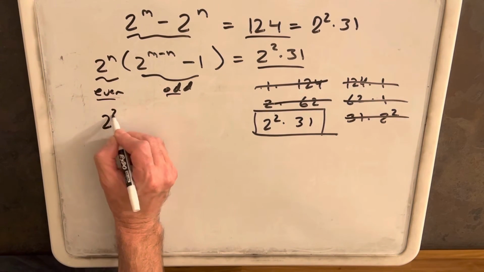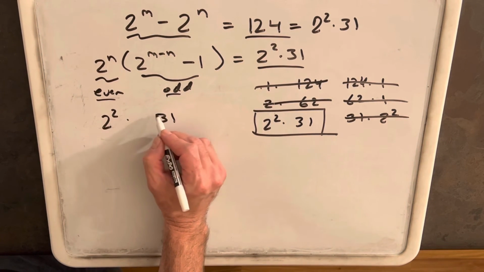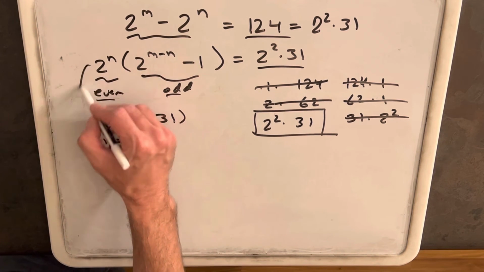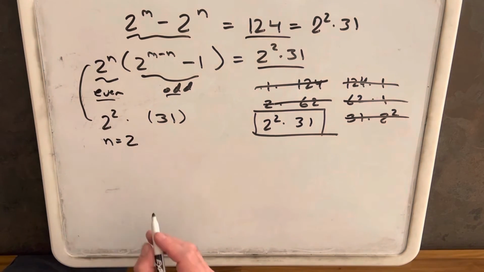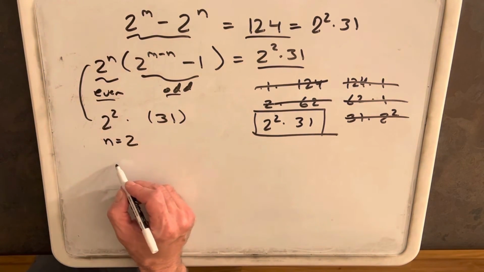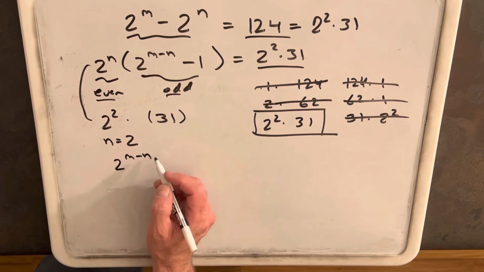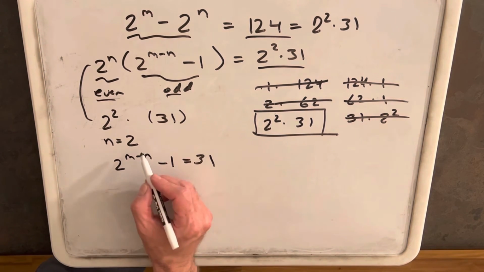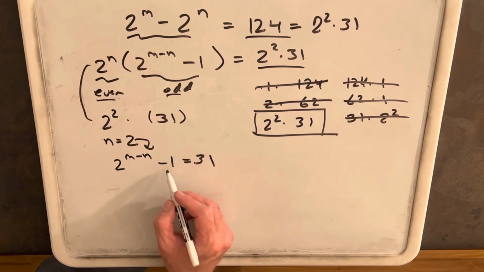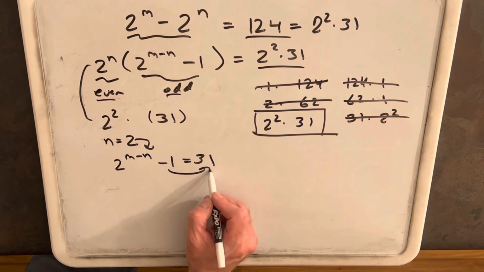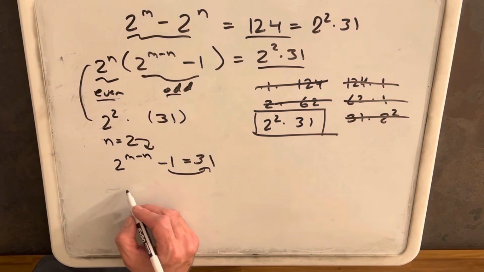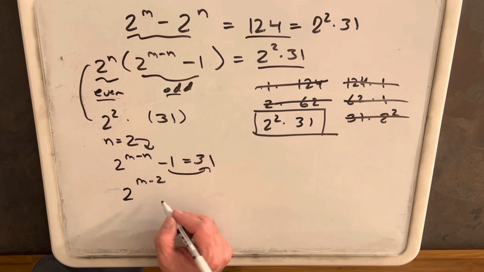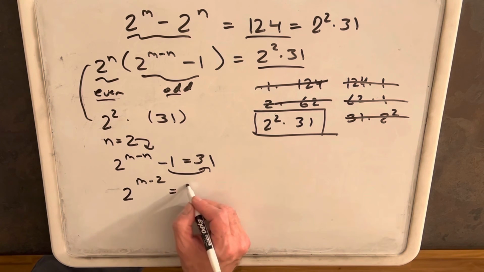So if we have 2 squared times 31, that means n equals 2, just equating this to this. And then in this equation, we're saying 2 to the m minus n minus 1 equals 31. We know that n is 2, so let's plug that in. At the same time, let's move that 1 over by adding 1 to both sides. So we see that 2 to the m minus 2 equals 32.